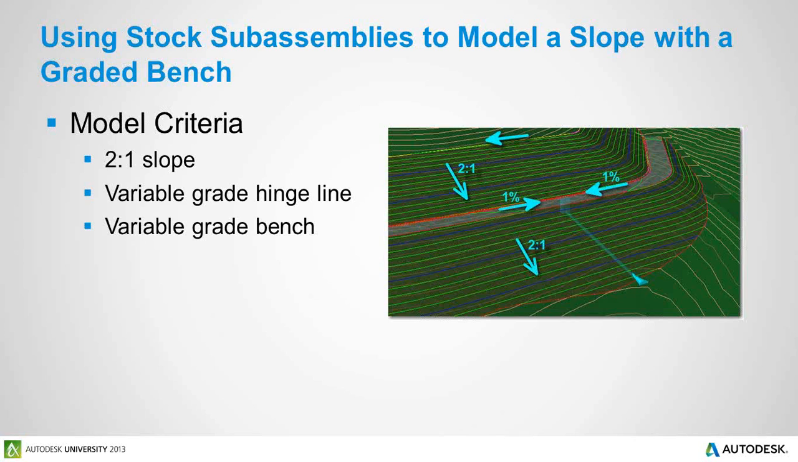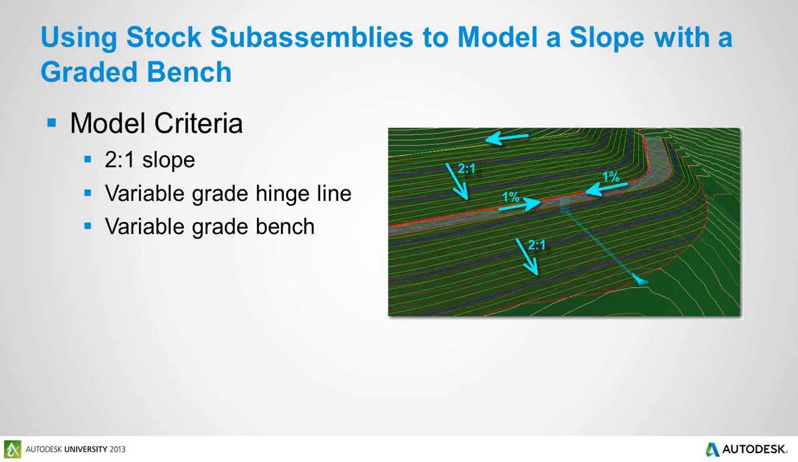Our model criteria was that we needed our slopes to be at 2:1. Then we needed a hinge line along the pad that corresponded to the way we wanted the pad to drain, or maybe it's a parking lot where you have some ADA requirements, whatever. We could build and control that with one alignment and profile. Then we needed a variable grade bench that accommodated vehicular access for maintenance, and there are also several inlets located along that bench that we needed positive drainage for. The example I'm using is a 1% slope.